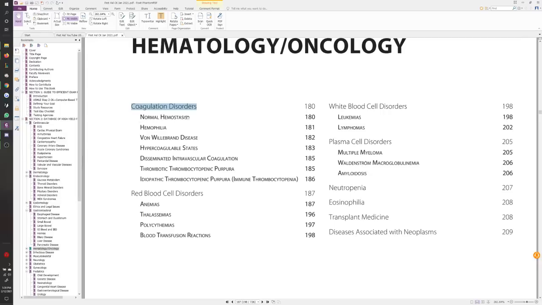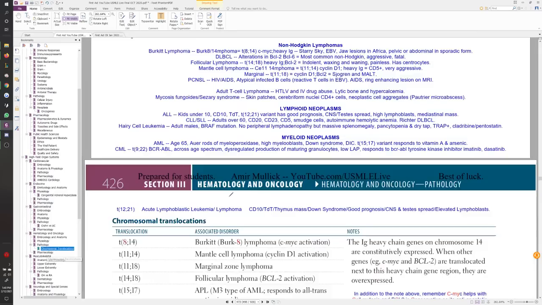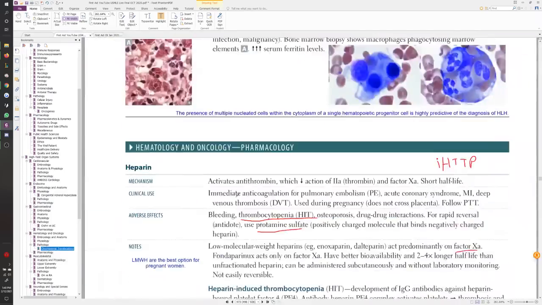We're going to be looking at normal hemostasis, which we just reviewed, hemophilia, which you can have A, B, or C, von Willebrand disease, hypercoagulable states, DIC, TTP, and ITP. Keep in mind that von Willebrand disease is actually autosomal, I think autosomal recessive. Let me check that real quick. I just remember it's autosomal though. It's definitely not X-linked.